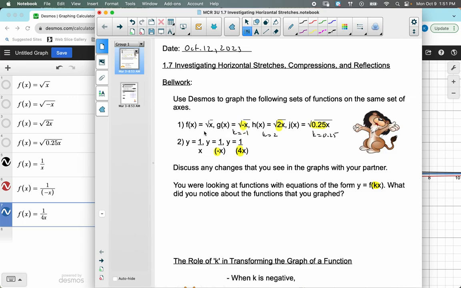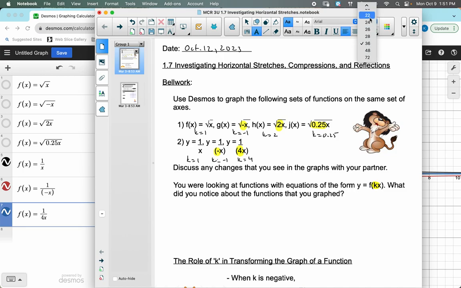And then remember, if you're multiplying, because it's a multiplier, here k is just 1. So in your parent functions, that k value is 1. But those are the k values that we're working with. And then you can fill in whatever you'd like in that "what did you notice about the functions that you graphed" section. Describe that in your own words, but think about some of the things that I just said. A negative k value causes a reflection over the y-axis. That's one that I think we want to make sure we have in there.